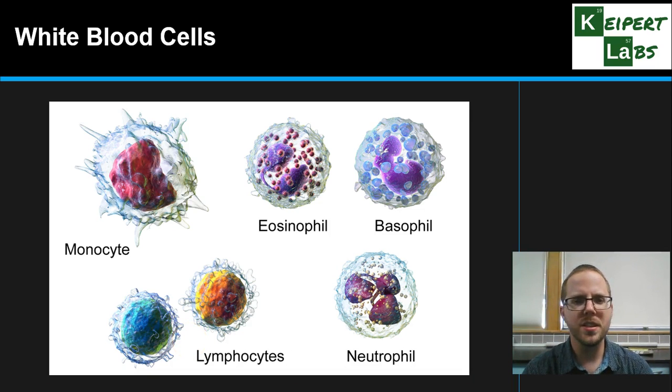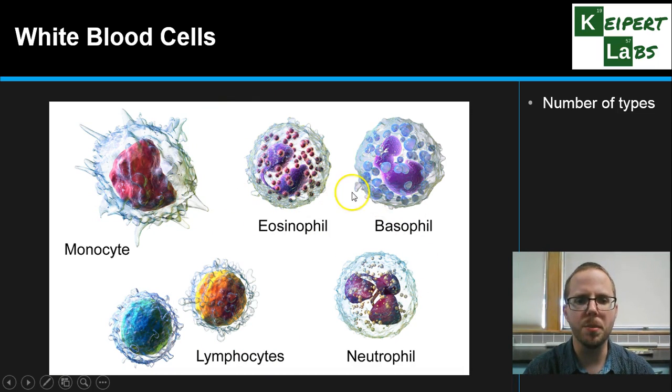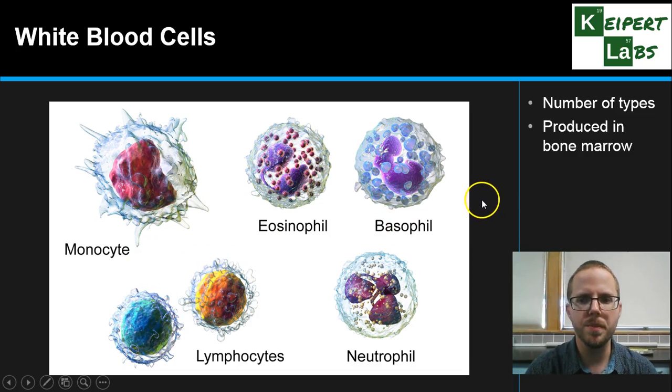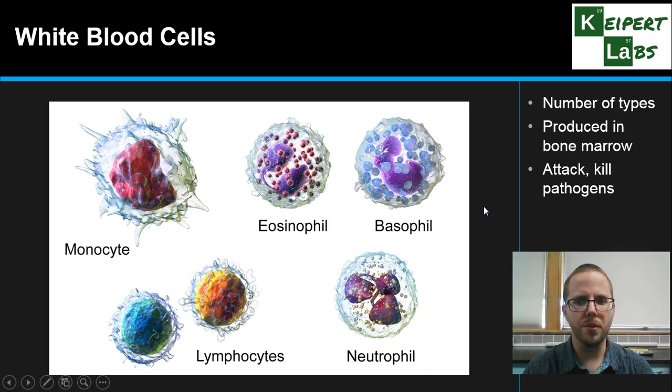White blood cells exist inside your blood. There's a whole range of different types. You can see some examples here, and based on their appearance or the way that the cell is structured, they're given particular names. Lymphocytes is the one that we're going to focus on a little bit more because they're a bit more active in the immune system. White blood cells, like all blood cells, are produced in your bone marrow, the area inside your long bones, like your femur and your humerus, and they're responsible for attacking and killing pathogens.